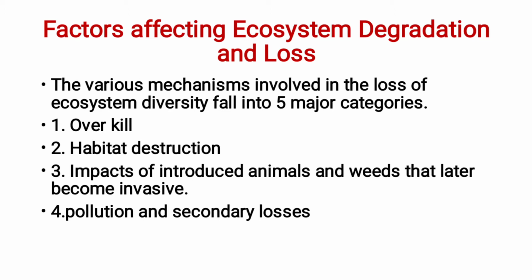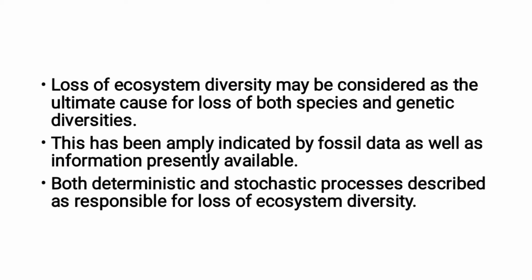Factors affecting ecosystem degradation and loss. The various mechanisms involved in the loss of ecosystem diversity fall into five major categories. First one, overkill. Second one, habitat destruction. Third one, impacts of introduced animals and weeds that later become invasive. Fourth one, pollution and secondary losses.